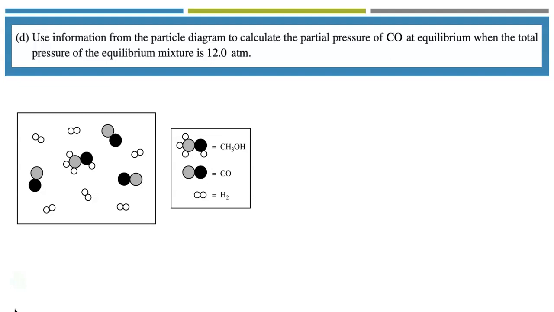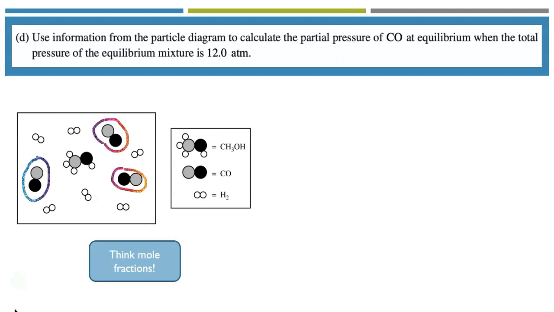So as soon as I see this problem, I immediately think mole fractions. Moles of what I want over total moles can be a really useful strategy. What I notice is that there are 3 carbon monoxide molecules out of a total of 10 molecules. I can use that as my mole fraction, which is really 3 out of 10.